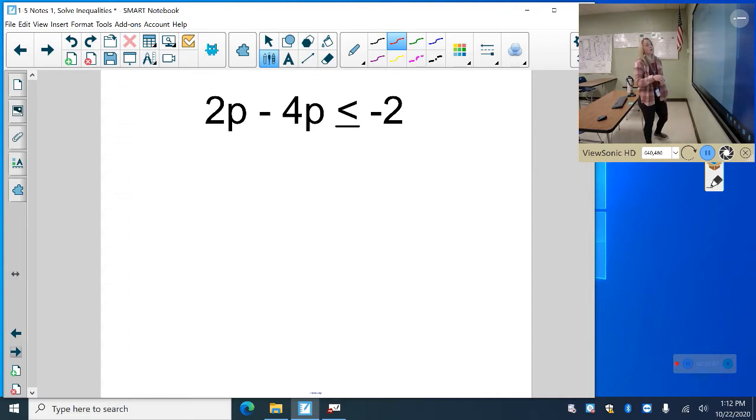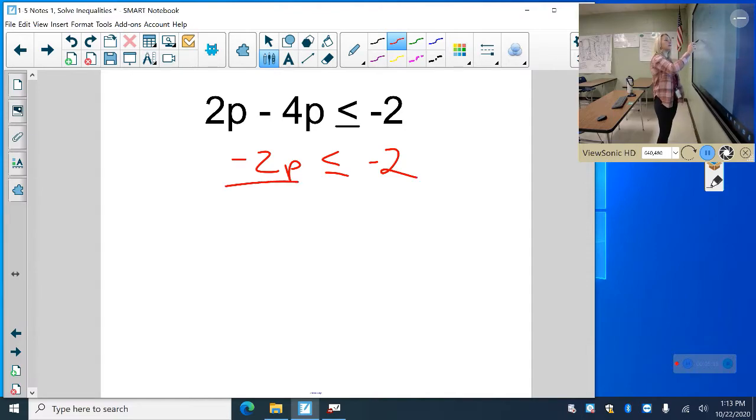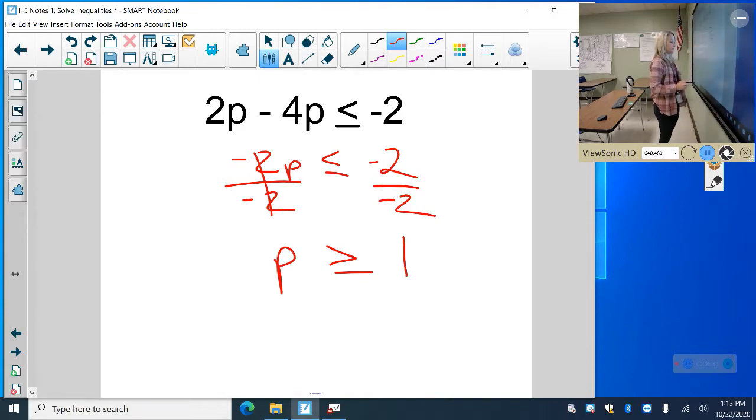All right, next one. Just like I would solve an equation, I'm going to combine like terms first. So 2p minus 4p gives me negative 2p is less than or equal to negative 2. And now I'm going to divide both sides by negative 2. And be careful, as soon as you see this, you should be thinking, okay, I'm dividing an inequality by a negative number. So I have to flip the sign. So I'm going to have greater than or equal to. So I have p is greater than or equal to 1.